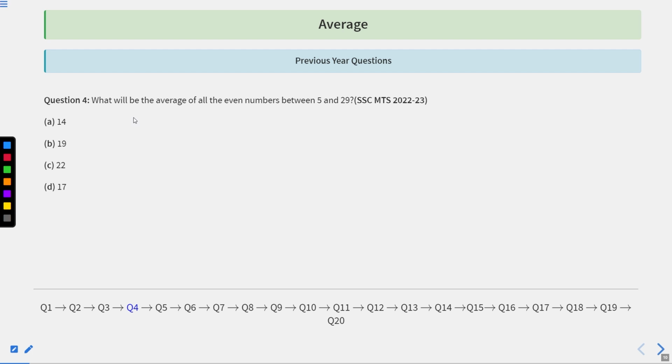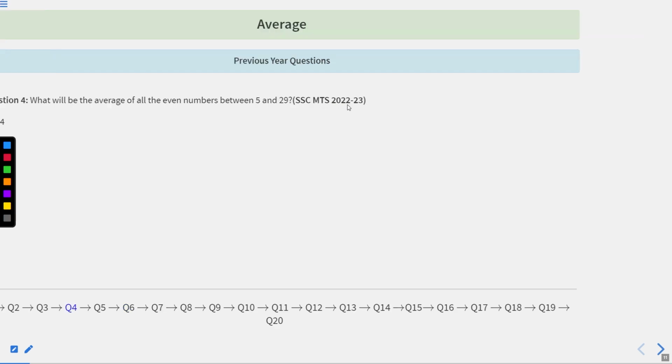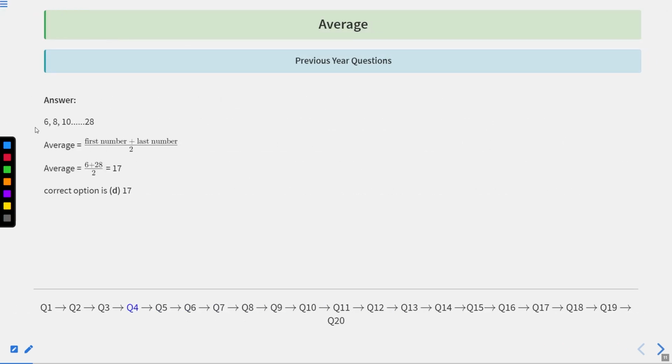Moving on to problem number 4. What will be the average of all the even numbers between 5 and 29? Here all the even numbers lying between 5 and 29 are 6, 8, 10, and so on till 28. In this case, the best way is to use first plus last term upon 2. That formula will be very helpful because if you go on finding the sum of all these numbers, it is going to be time consuming.